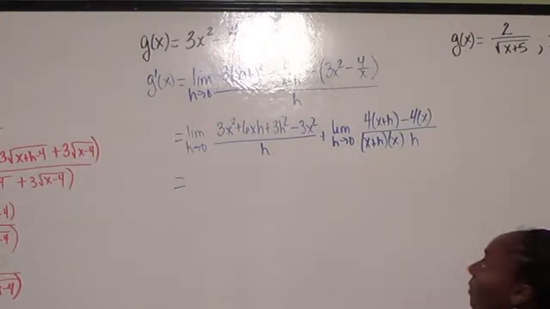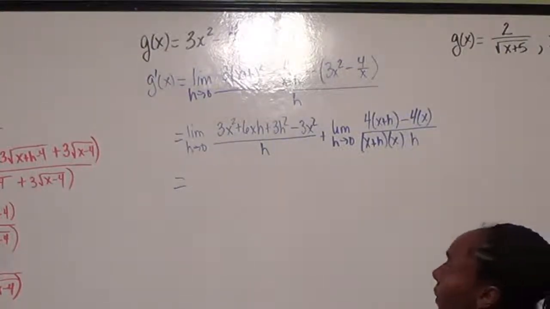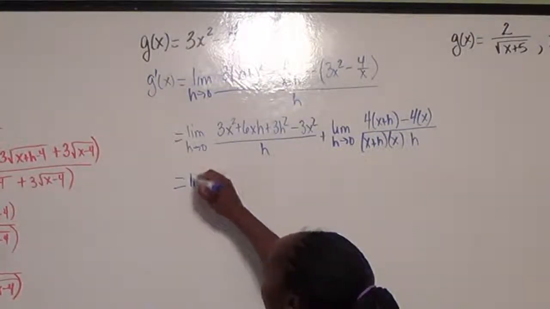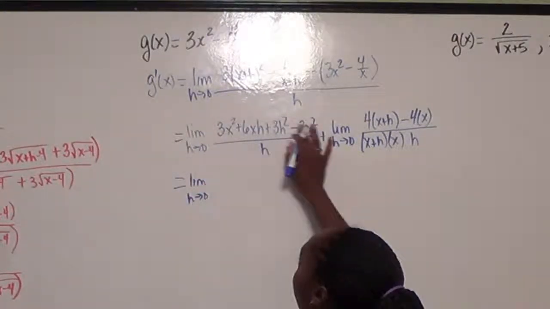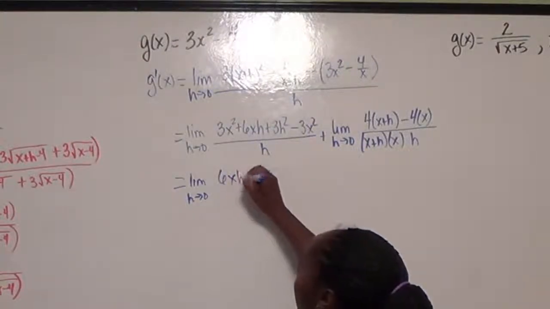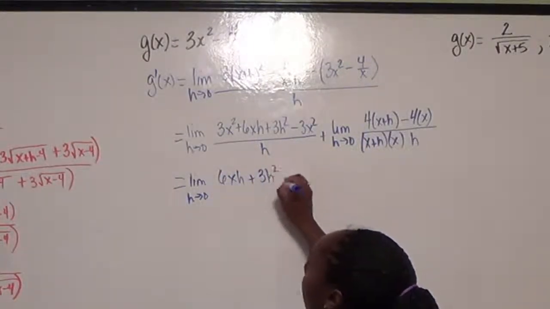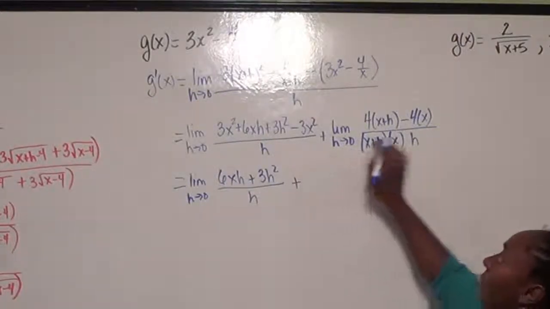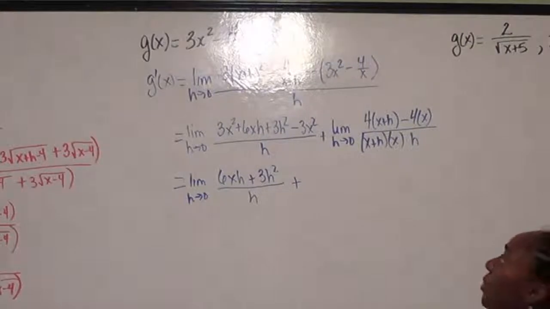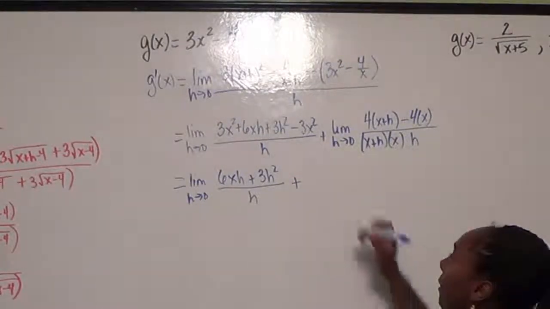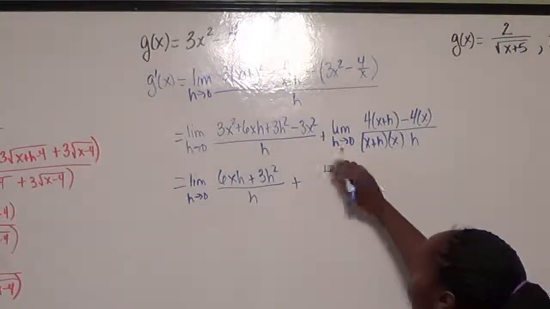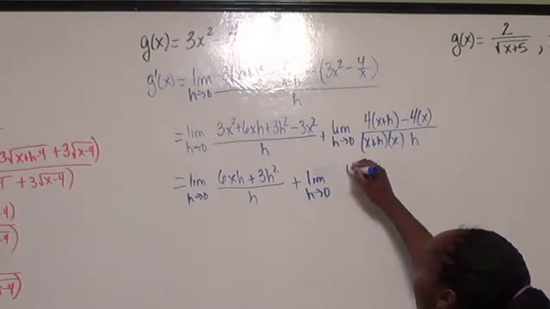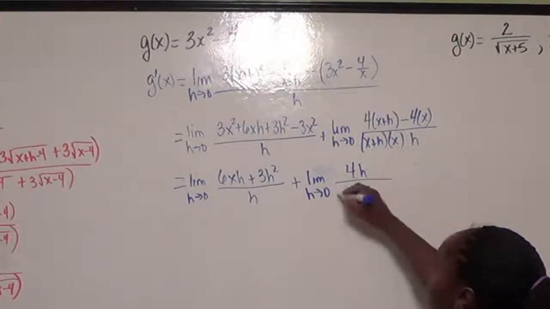Okay? From there, I can go ahead and simplify. So again, some things will cancel out. So my limit as h goes to 0, my 3x squareds will go away, so I have a 6xh plus 3h squared all over h. Over here, when I combine terms, we'll see that the 4x's will go away. So I'll have a 4h over my common denominator.